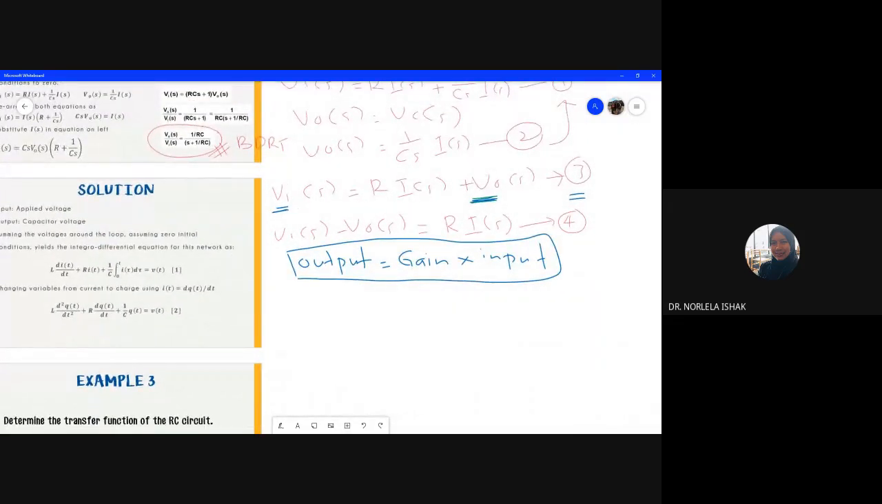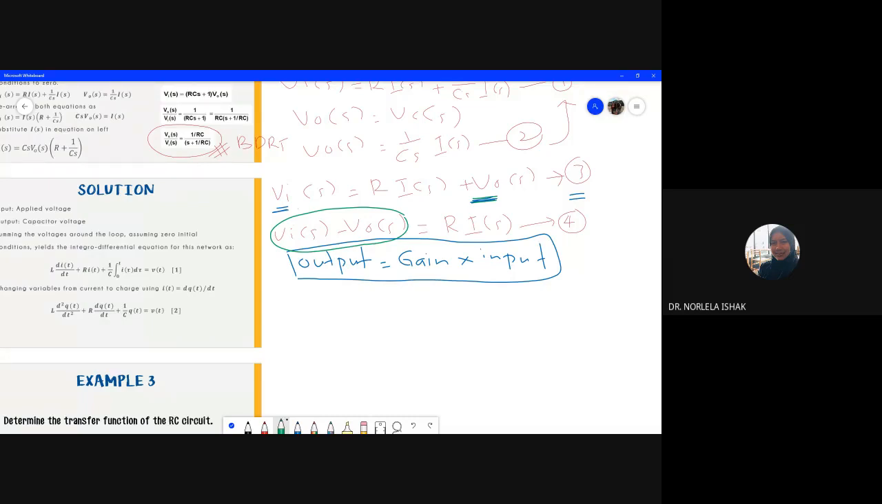So how many inputs do we have? Voltage and voltage. We have VI, our input, and we have V0. From here, we have two inputs. Okay, so now, how to sketch or how to draw the block diagram.